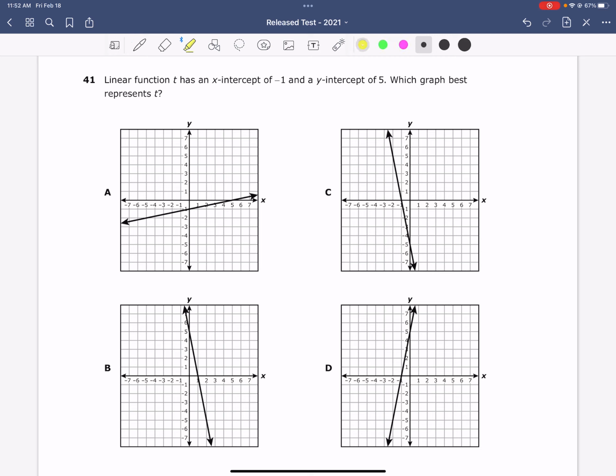The first one is an x-intercept of -1. Remember that an x-intercept is where the graph crosses the x-axis. The other vocabulary word that we'll have to worry about here is a y-intercept of 5. And so remember that a y-intercept is where the graph crosses the y-axis.